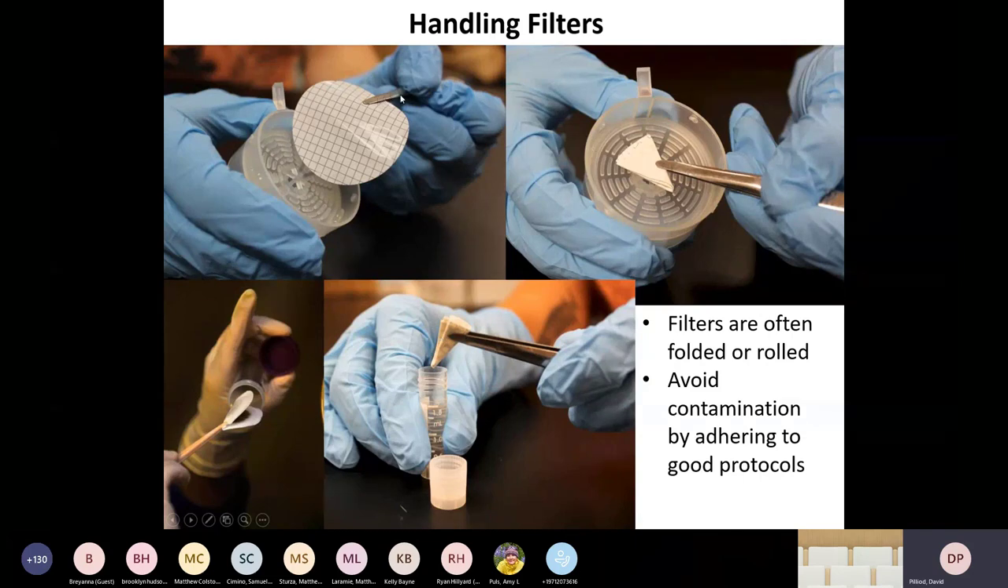Things to be aware of are single-use tweezers, for example, wearing gloves, and thinking about the downstream side of things. So the water passes through from upstream to downstream. The downstream side of this may be closer to the water, and you wouldn't want contamination there. So a couple things to think about.